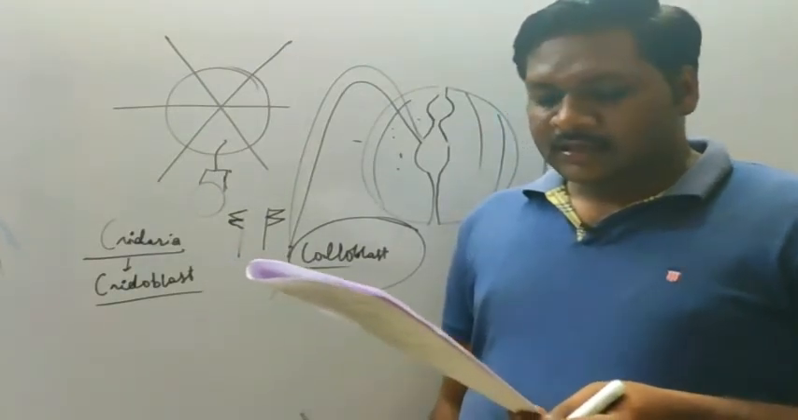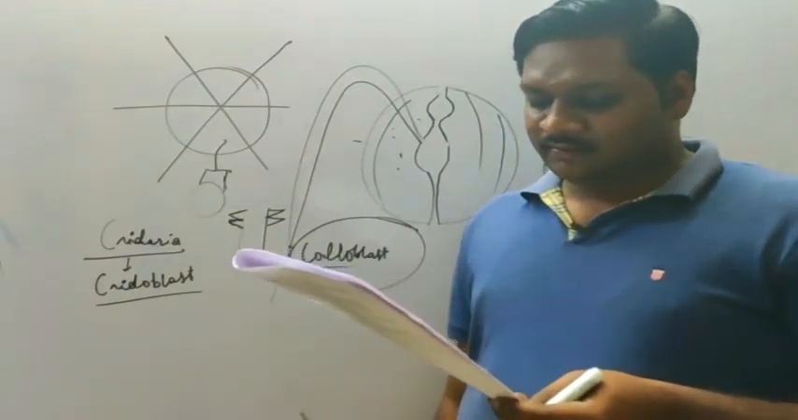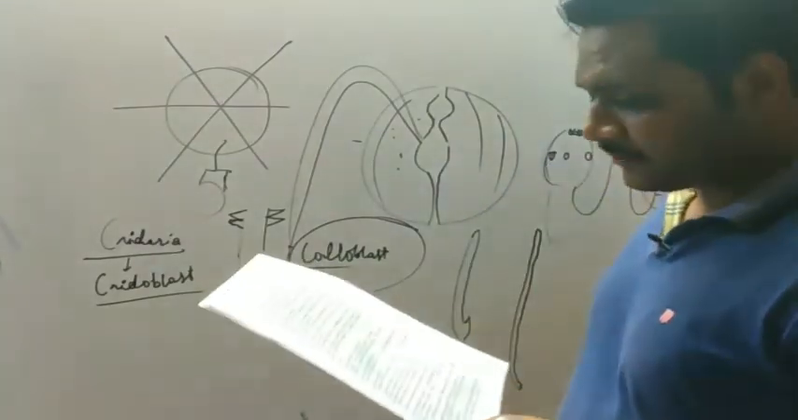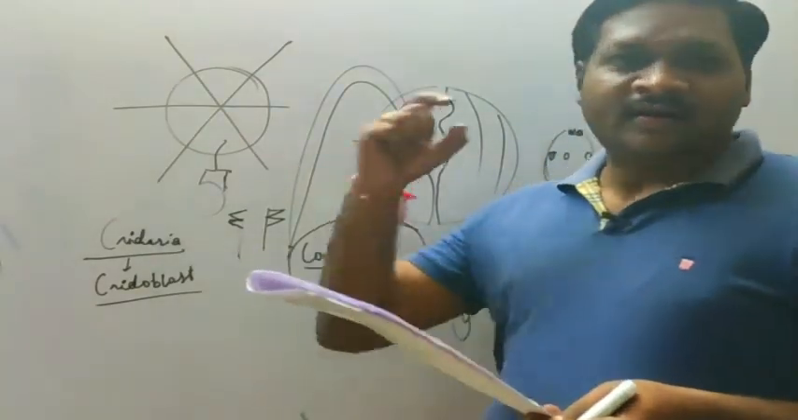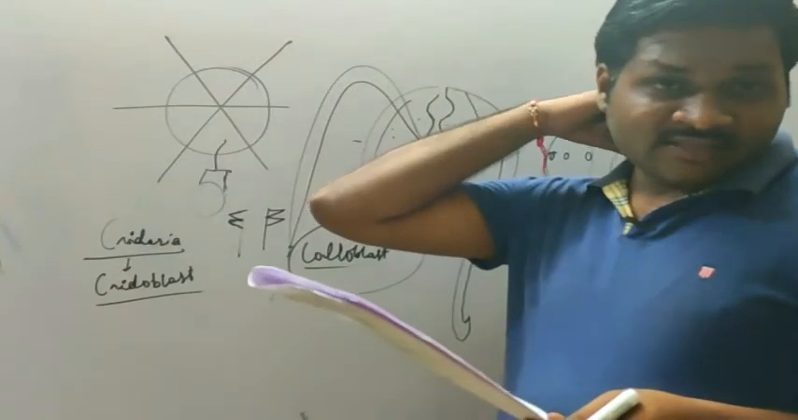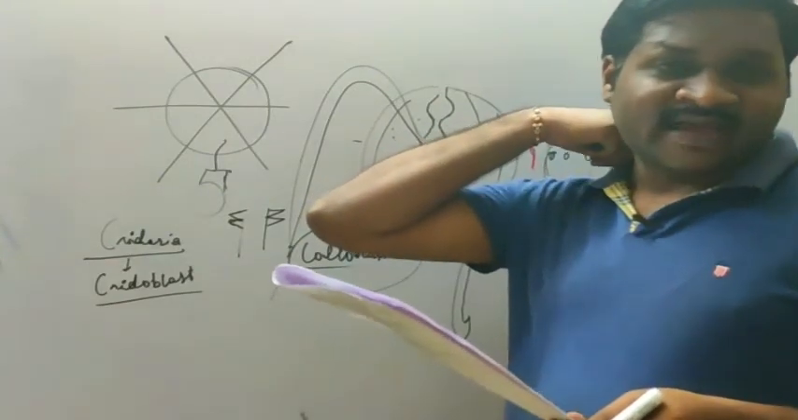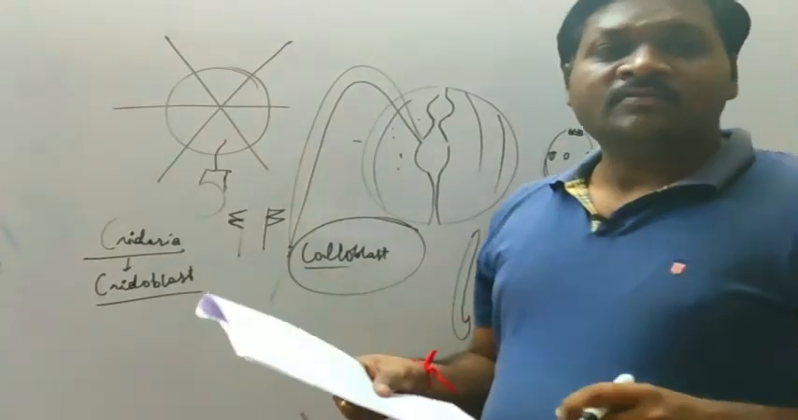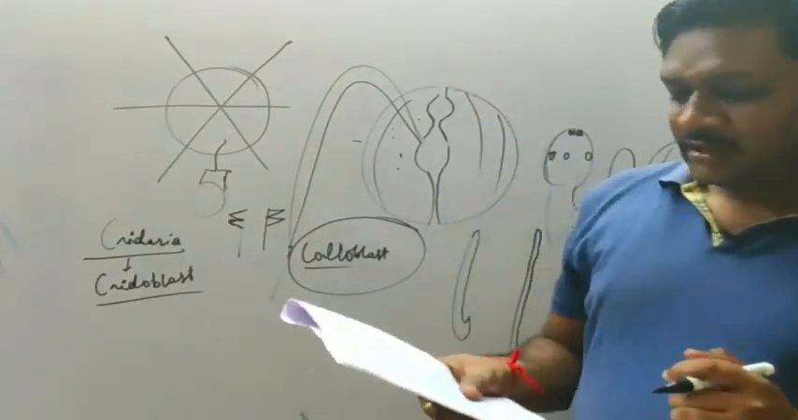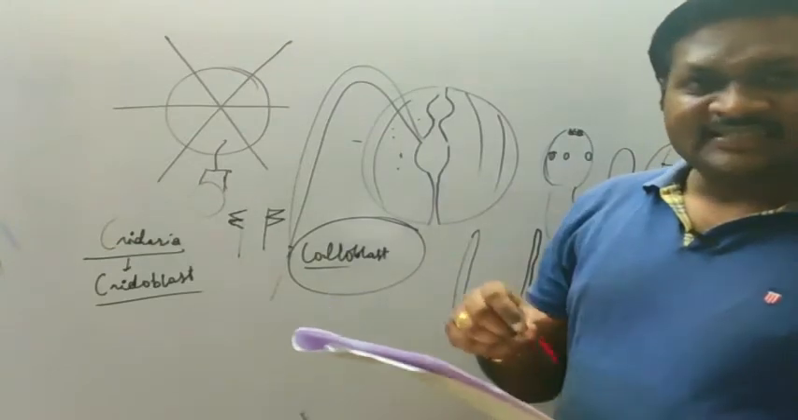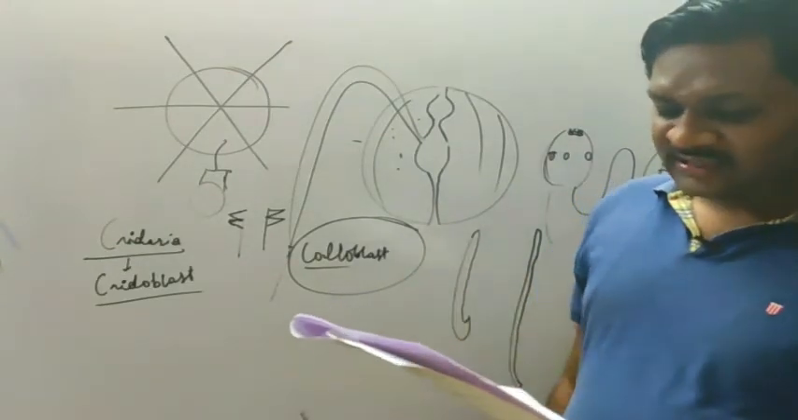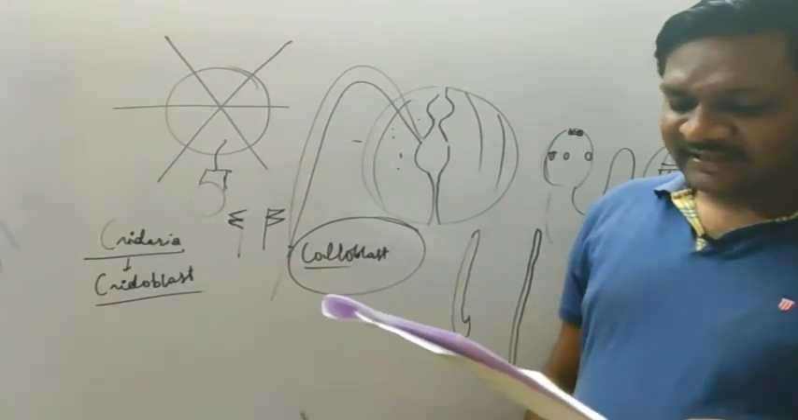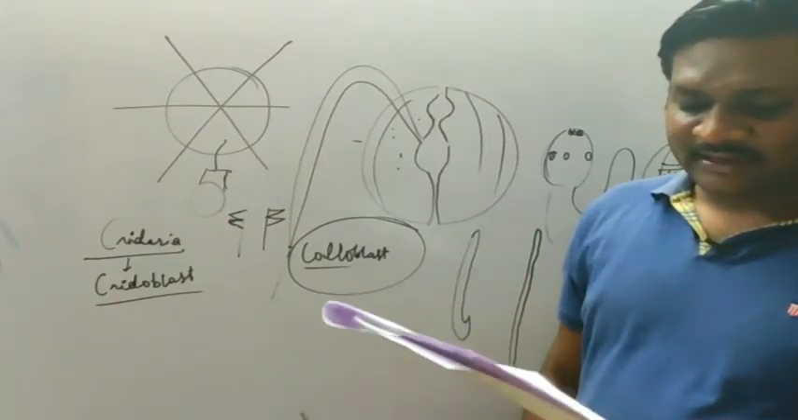The next, stomochord is present in, see, in Balanoglossus we have this collar region. The collar region consists of the stomochord, which acts like a nerve cord in the phylum Hemichordata. The example we have studied is Balanoglossus. So stomochord is present in Balanoglossus. Option C is the correct answer.